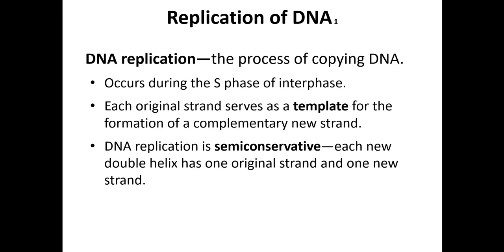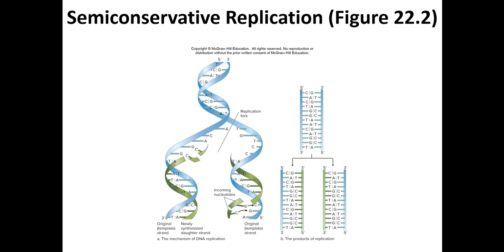DNA replication. During the S phase of interphase, before mitosis, is when DNA is replicated. The double-stranded structure of DNA allows each original strand to serve as a template for the formation of a complementary new strand. DNA replication is thus termed semiconservative, which means each new double helix has one original strand and one new strand. Over here is a picture showing you the mechanisms of replication. You can see that it starts off with the parent strand, and now you split that, unzip it into two strands. The green one is a new one being grown.